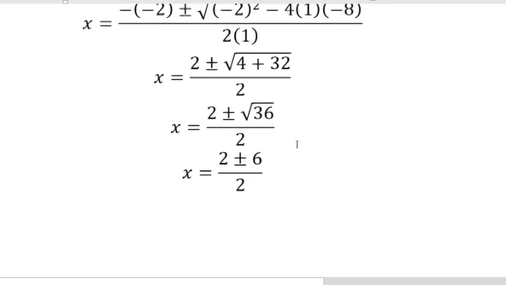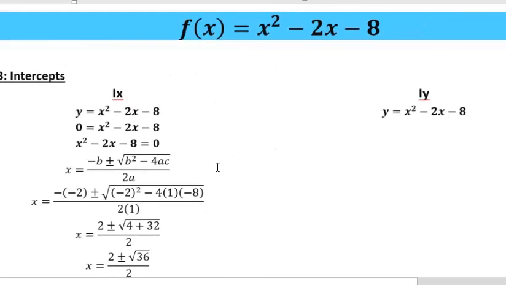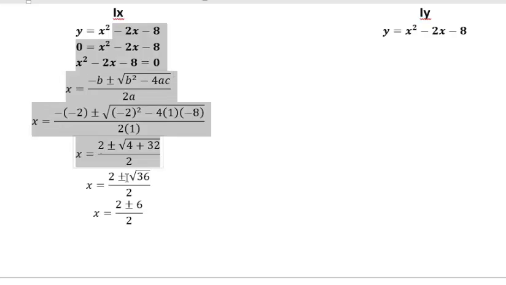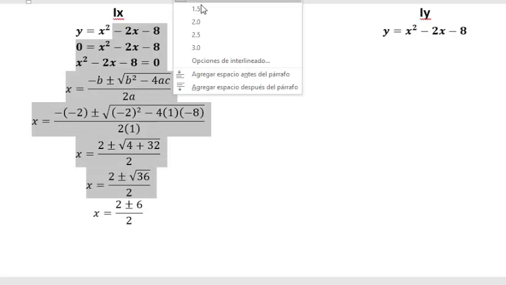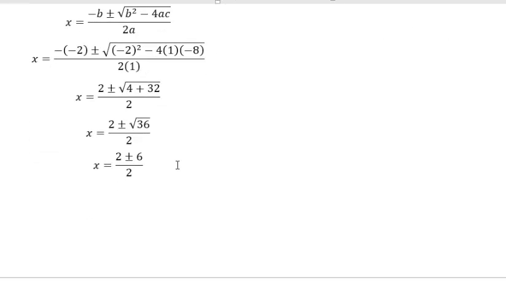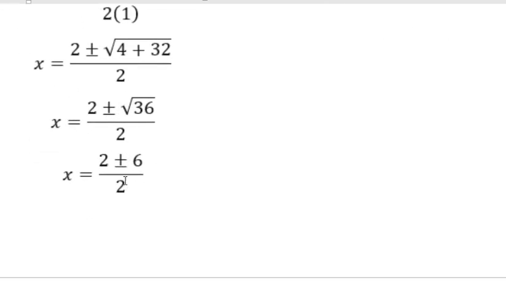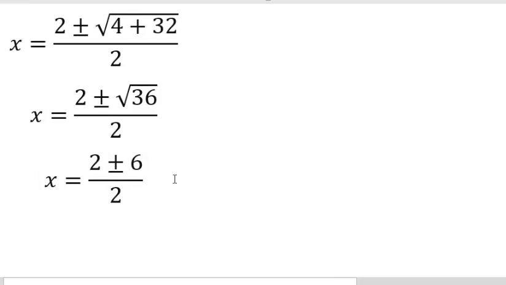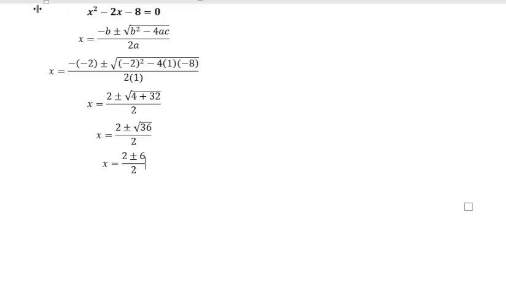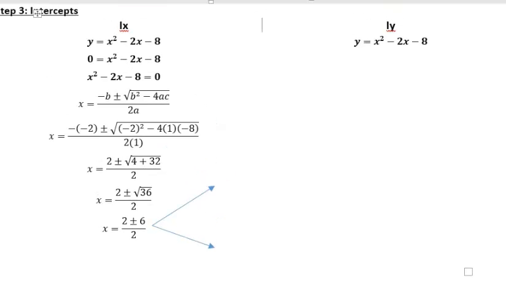Okay, now that we got this, what are we gonna do? First, let's put some space between those things. What are we gonna do once we got here? If you notice, we have kind of like a double sign, plus minus. That means we have two possibilities for the answer. What I'm gonna do is split those possibilities. So I'm gonna make an arrow this way and another arrow in the other direction, because this is gonna split into two different possibilities.